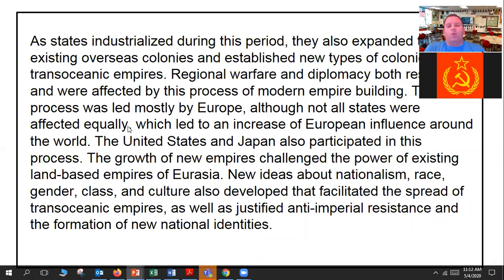And so what you're going to see happening is European supremacy being challenged for the first time, as well as a whole new set of ideas about nationalism, which is ultimately going to lead us into World War I, race, gender, and class, of course. Okay, and some of that comes as a result of the scientific revolution. Others, it's sort of newer, okay? And then eventually you're going to see some anti-imperialism forces come out of this as well.